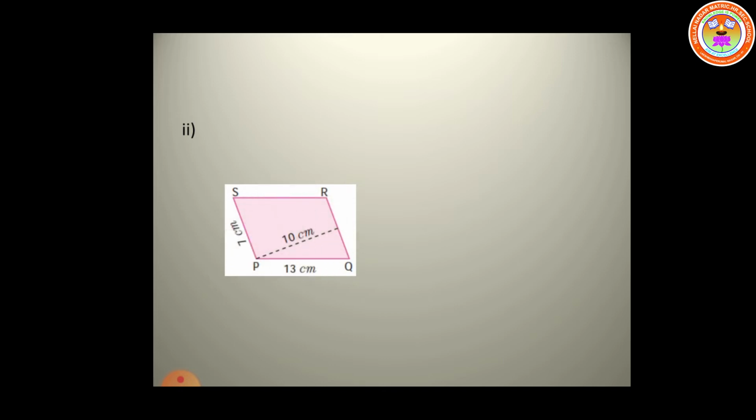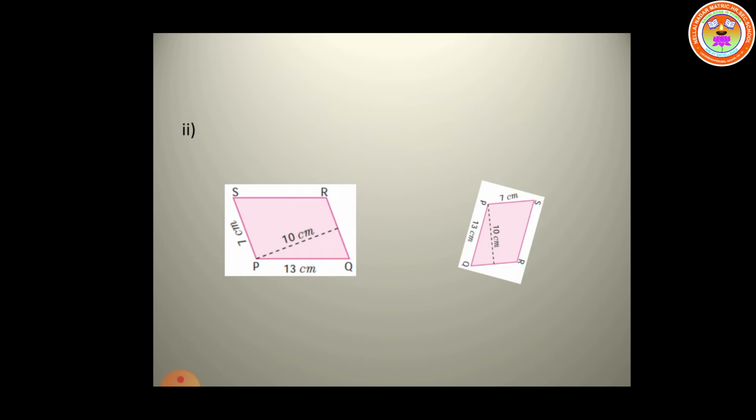Next is subdivision. See the diagram. This is the given diagram. If we suppose to select PQ as the base, we cannot have the height to that base. So, when we rotate the diagram in a clockwise direction, we get the base as RQ. In that RQ, we have the height 10 centimeter.